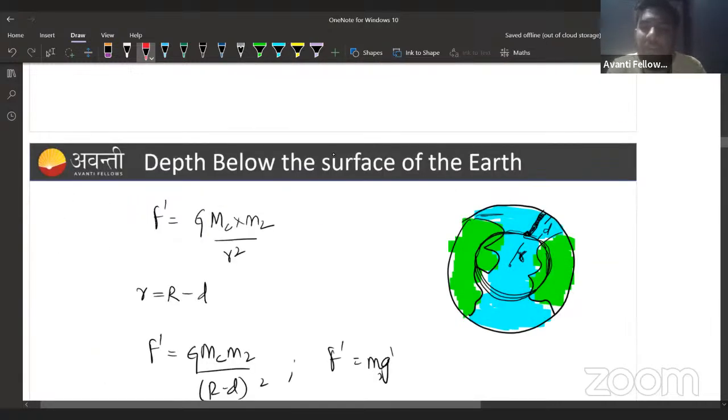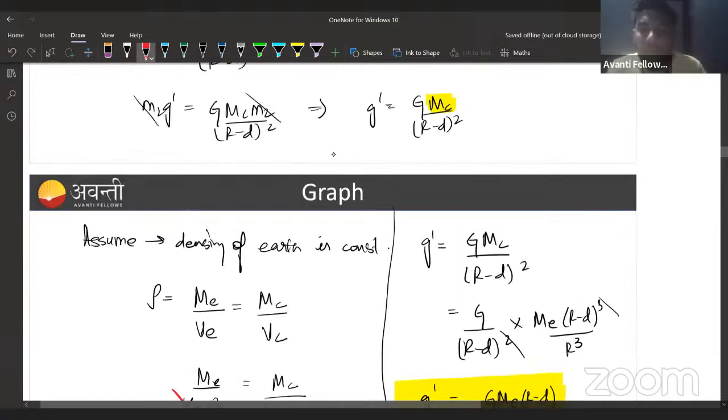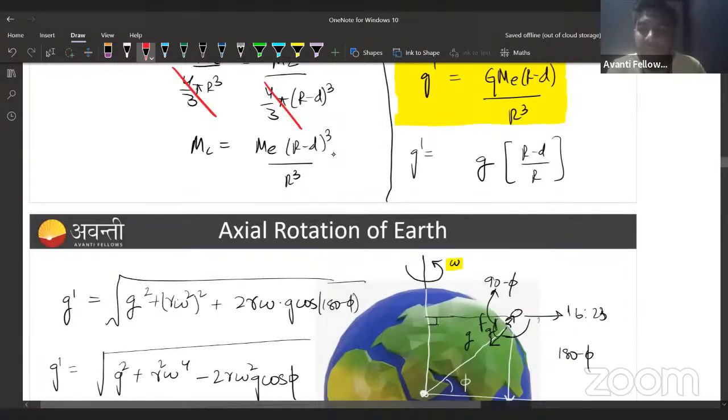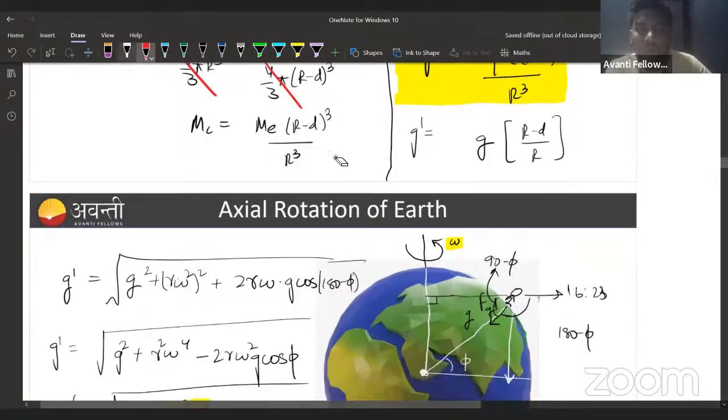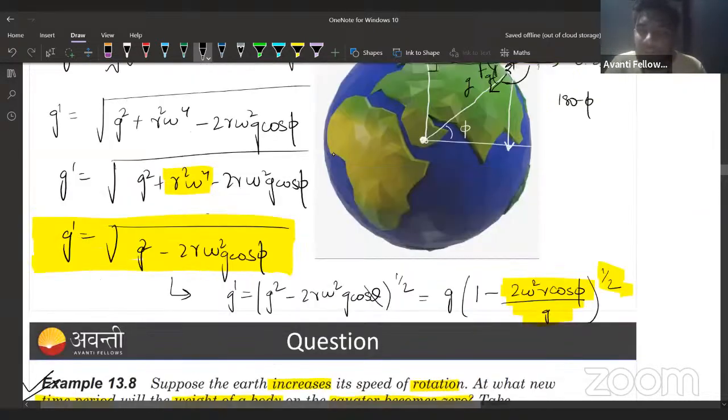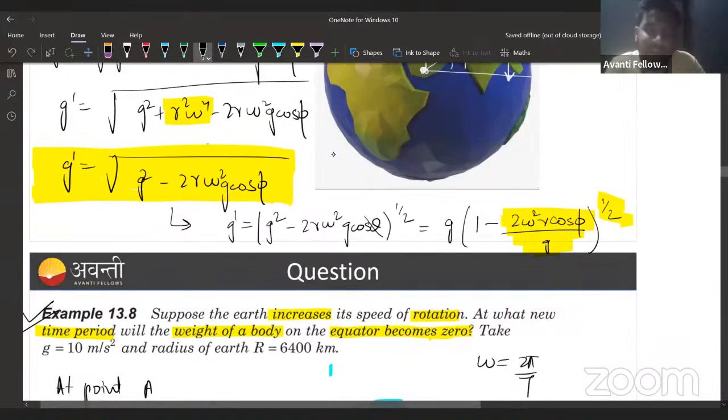Now, what if we go inside the tunnel? If we go inside the tunnel, we are left with the equation, let me correct it, g' equals g(1 minus d by R), as simple as that. Due to Earth's rotation, there is also some effect due to the centripetal force that changes the value of g', that is g' squared equals g squared minus 2R omega squared g cos phi, right? We also solved a few questions related to the same thing.